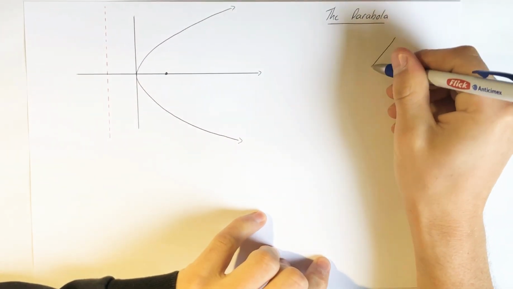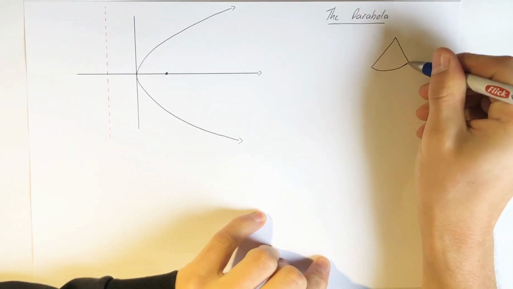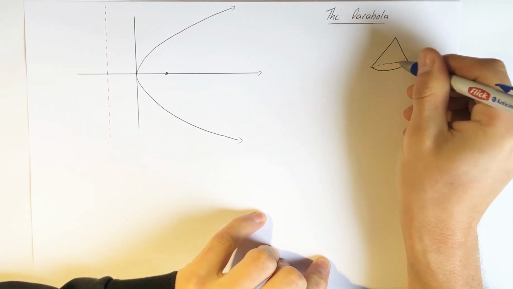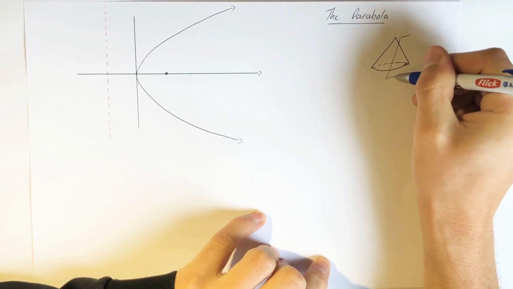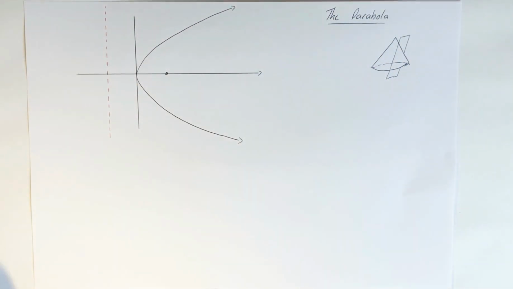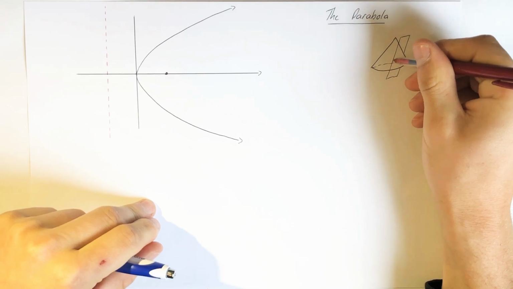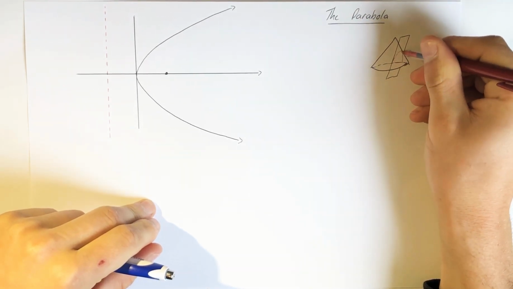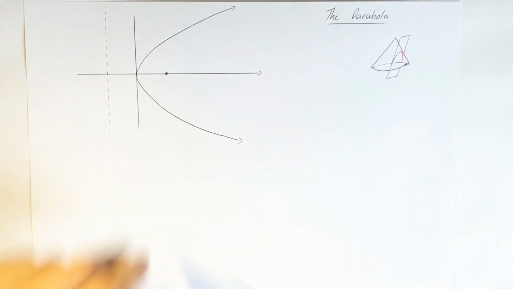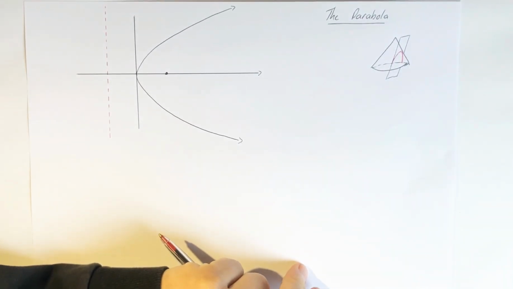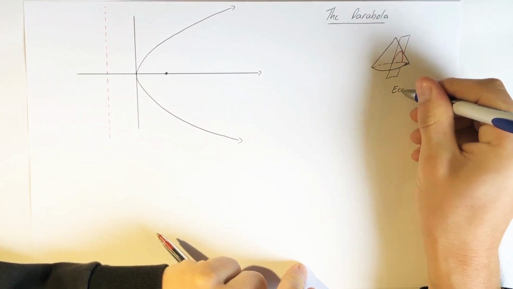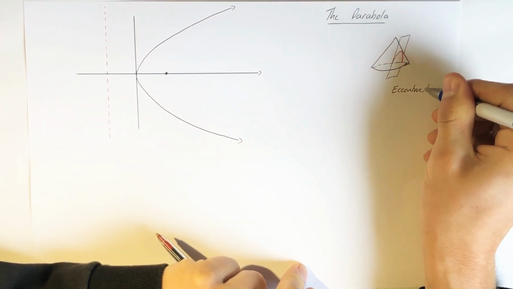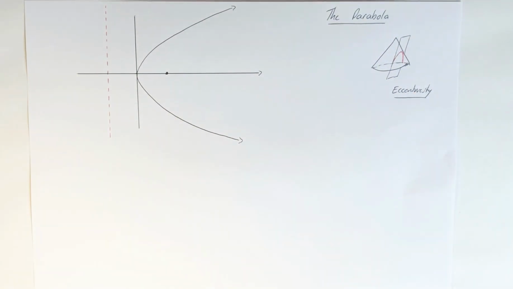So if I was to take some cone, just your standard cone, and I took a plane at a certain angle, something similar to that, then the intersecting curve would be, hopefully you can see that, a parabola. And we don't focus on it too much in this unit, but I'd like you to go away and have a look at eccentricity. It's got something to do with the plane intersecting the cone there, but I don't want to get into that too much today.